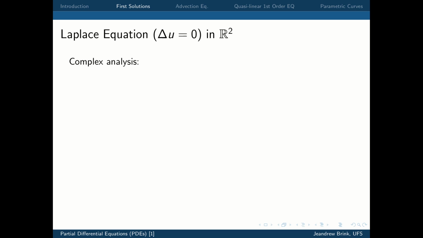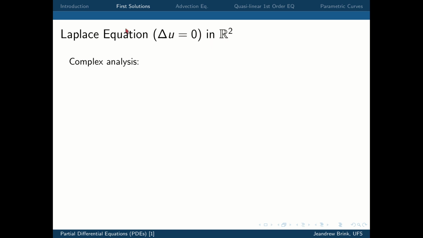Okay, so let's have a look, just also for introduction, at the Laplace equation. So here we have the Laplace equation. We're going to solve it in R2, so therefore we know that u is a function of, say, x and y.